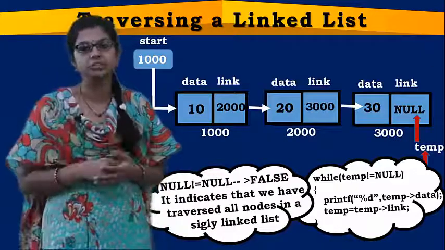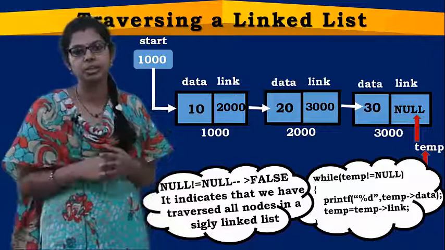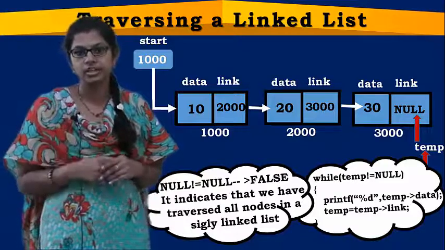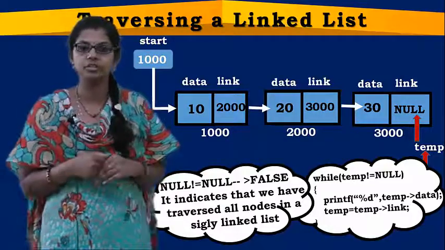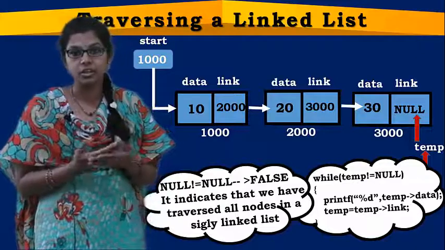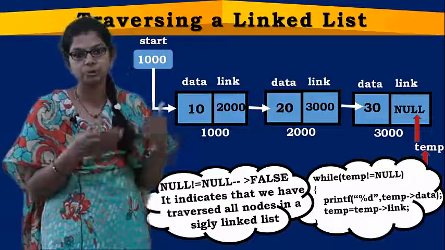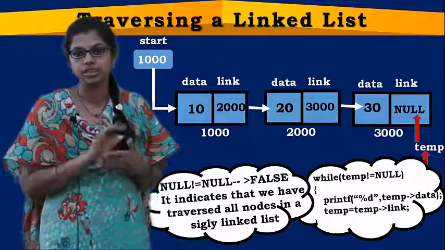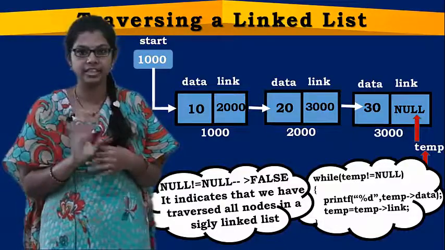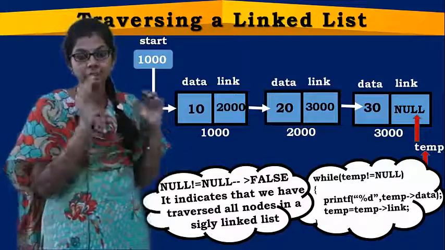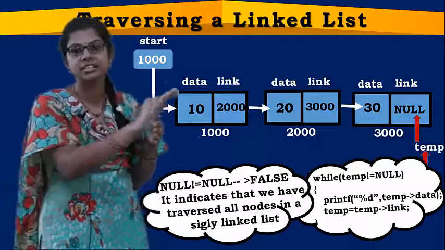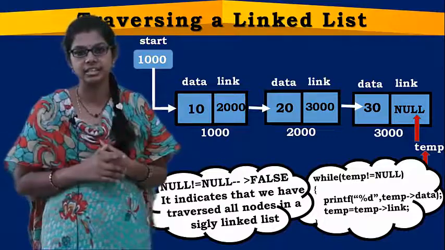Now again you have to check temp not equal to null. Temp is pointing to null, right? So null not equal to null is false. It means that there is no node at all. Temp is pointing to no node, so there is no need to print any data. So we will stop here. It means that we have completely visited each and every node of the singly linked list.